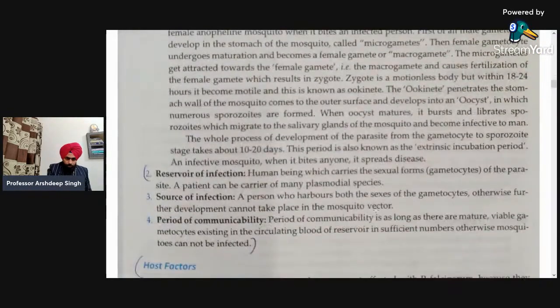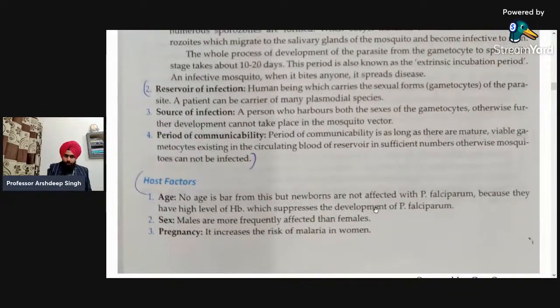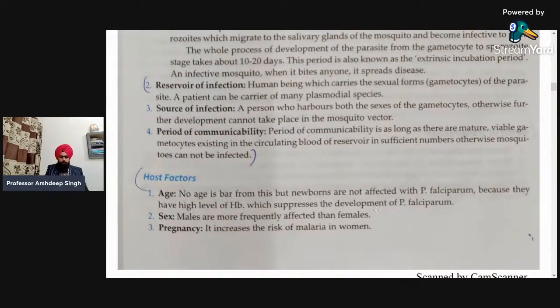So before that, I will explain to you about the reservoir of the infection. So what is the reservoir of the infection? That is the common source from which this disease is transmitting to persons. Reservoir of infection is the human being which carries the sexual forms of the parasite. Those act as the reservoir for this disease, and a patient can be carrier of many plasmodial species. The humans themselves are the reservoir for the infection, and a patient can be a carrier or case.